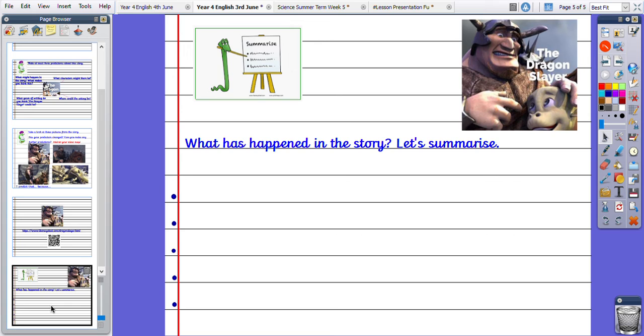Now remember, when you are summarising, you are not giving me loads of detail, you're just giving me the important parts and picking them out. A bit like you would see on a blurb at the back of a book. Okay, so your final task today then, 5 bullet points to summarise the story of the Dragon Slayer. And have a think about, were any of your predictions correct?